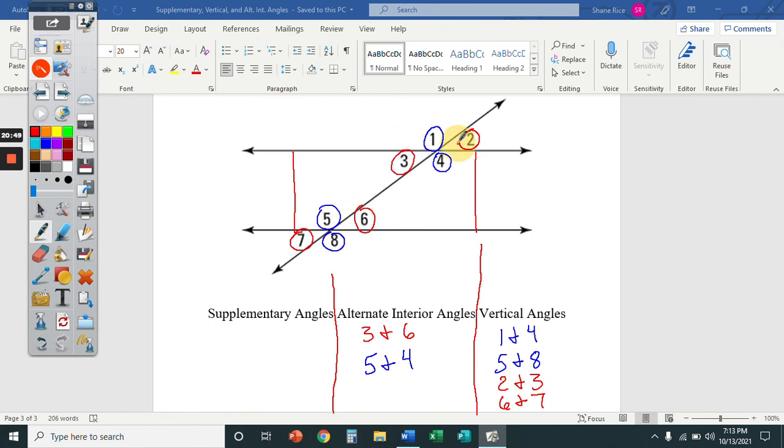Okay. 2 is congruent to 3 because they are vertical angles. 3 is congruent to 6 because they are alternate interior angles. And 6 is congruent to 7 because they are vertical angles. All right. And the same thing goes in the other direction. 1 is congruent to 4 because they're vertical angles. 4 is congruent to 5 because they are alternate interior angles. And then 5 is congruent to 8 because they are vertical angles.